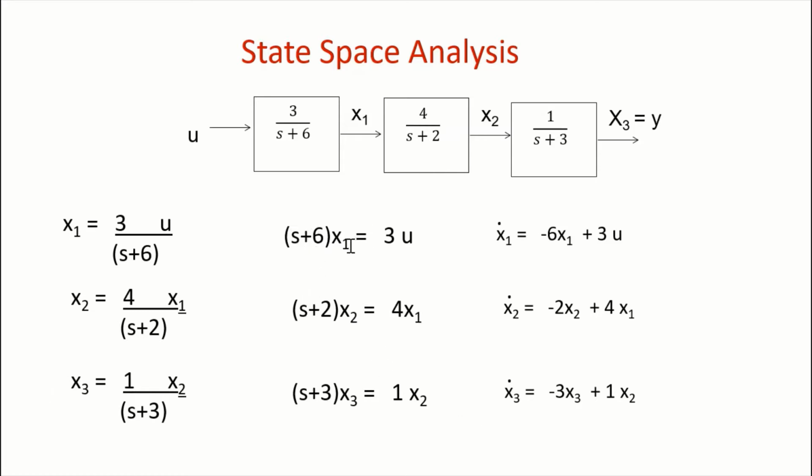Now s times x1 is x1 dot, the 6x1 becomes minus 6x1, and the 3u remains the same. s times x2 becomes x2 dot, 2x2 becomes minus 2x2 on the other side, 4x1 remains the same. s times x3 is x3 dot, 3x3 is on the other side as minus 3x3, and the 1x2. So we've now got 3 first order differential equations.